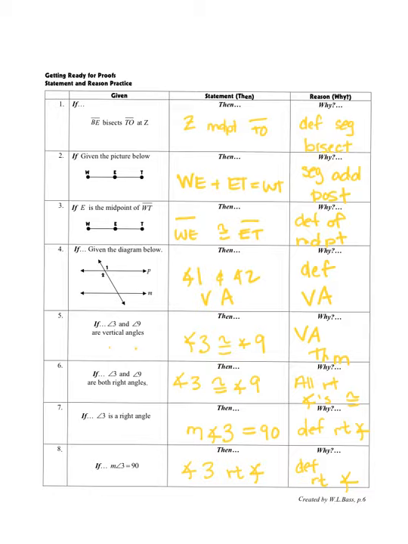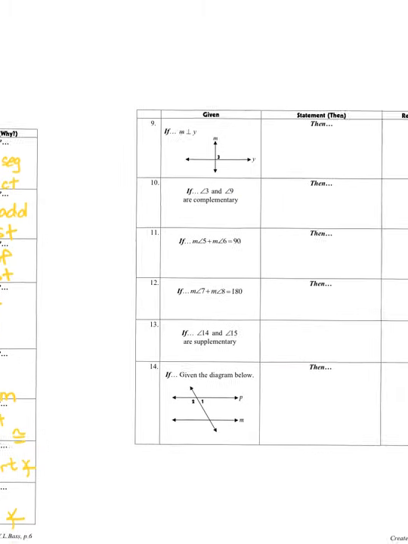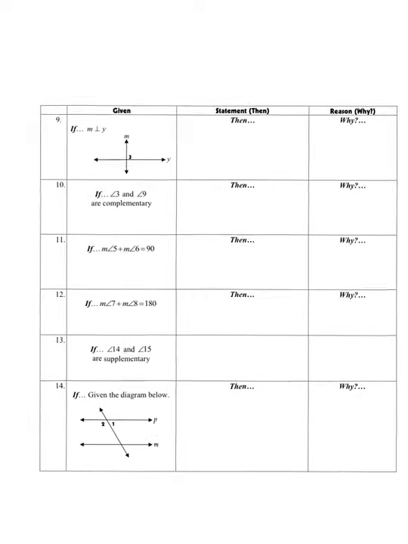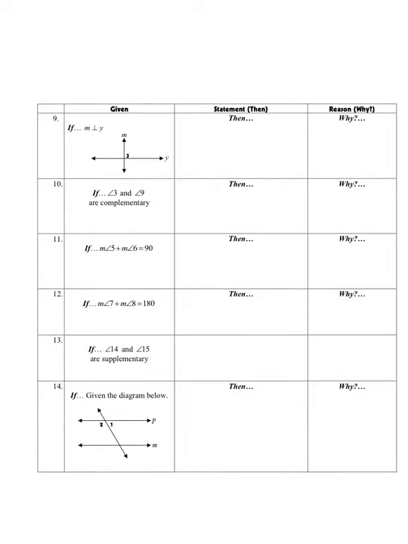Okay, if we go to the next page. If we are given line M is perpendicular to line Y, and we're looking at angle 3, then what we know is that angle 3 is a right angle. And our reason there is definition of perpendicular.